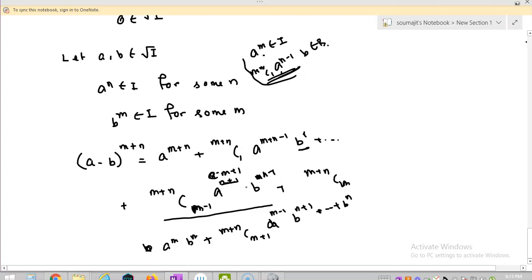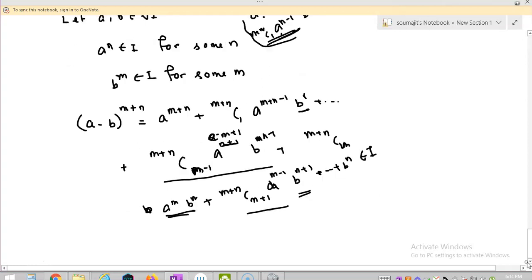As the power of a is m plus 1, I can write it as a to the power m into something, so this is a multiple of a to the power m, and a to the power m and b to the power n both belong to I, so this belongs to I. In the remaining terms the power of a is m minus 1, so it may not belong to I, but you can see that b to the power n already belongs to J. As b to the power n belongs to J, this term belongs to J, and so this belongs to I. So (a minus b) to the power m plus n belongs to I.